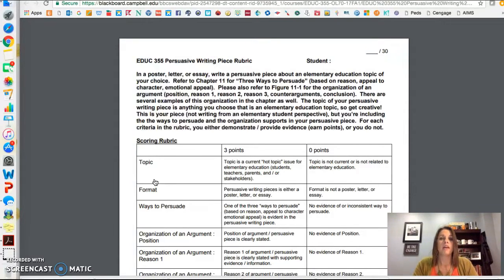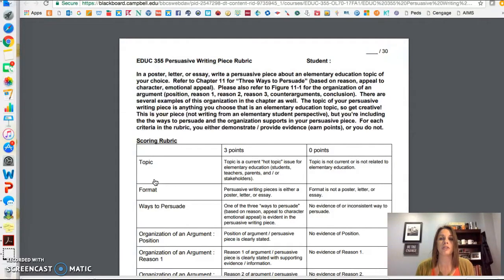The topic is anything that you choose, again, so just find something that you're really passionate about and decide if you want to persuade through a poster, a letter, or an essay. But also make sure that you remember you need to identify the way that you want to persuade. Are you going to persuade based on reason? And then, of course, you're going to have your 3 reasons and your counter arguments.